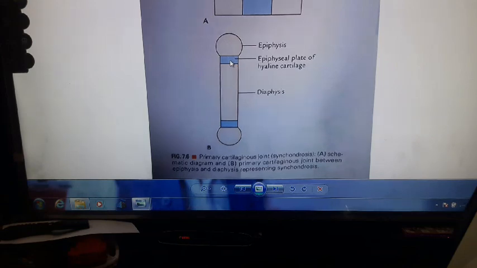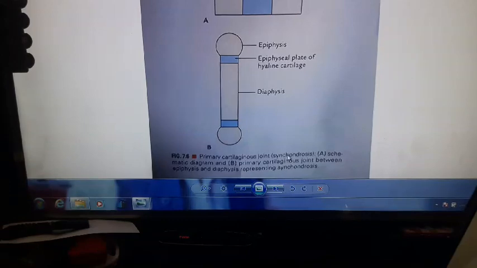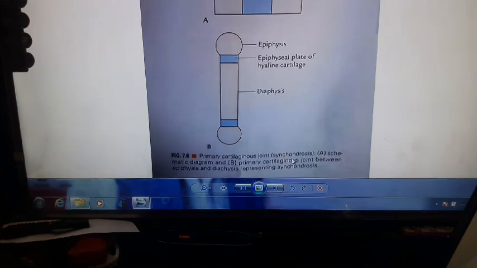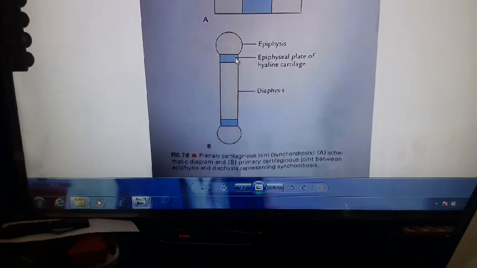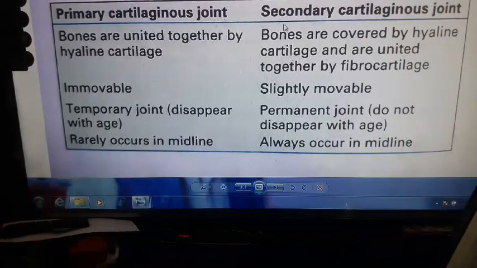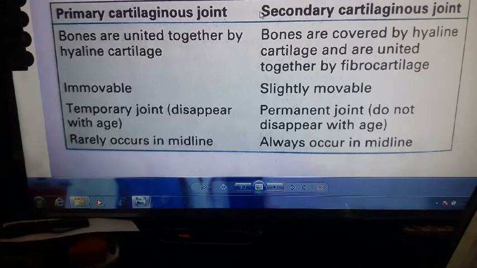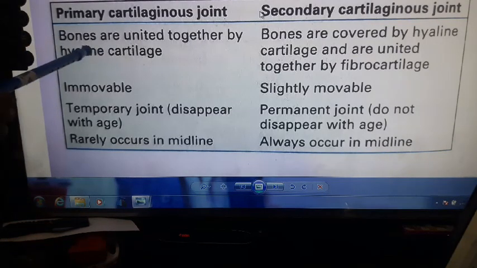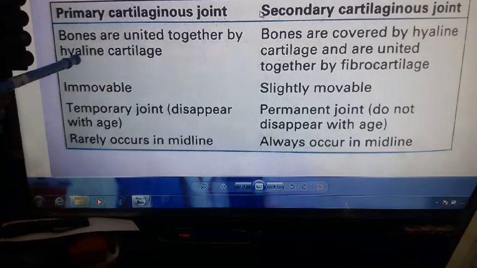synchondrosis. See here, synchondrosis. Chondro means cartilage. Synchondrosis joints we call primary cartilaginous joints. Examples: long bones, between the epiphyseal and diaphyseal ends. Then the primary cartilaginous type and the secondary cartilaginous type. This type of bones are united together by hyaline cartilage.